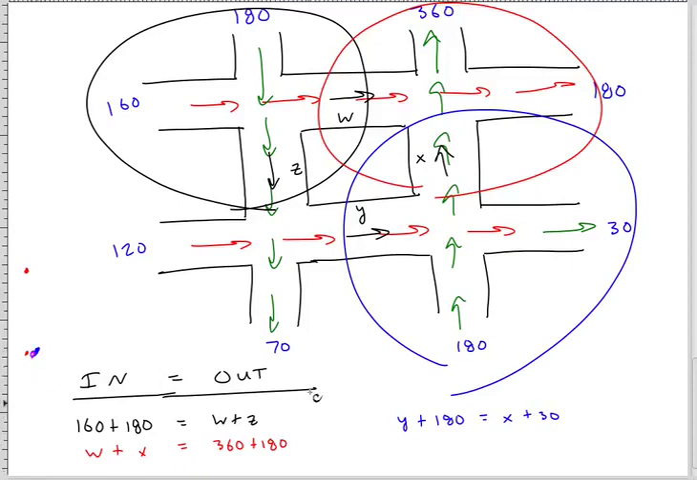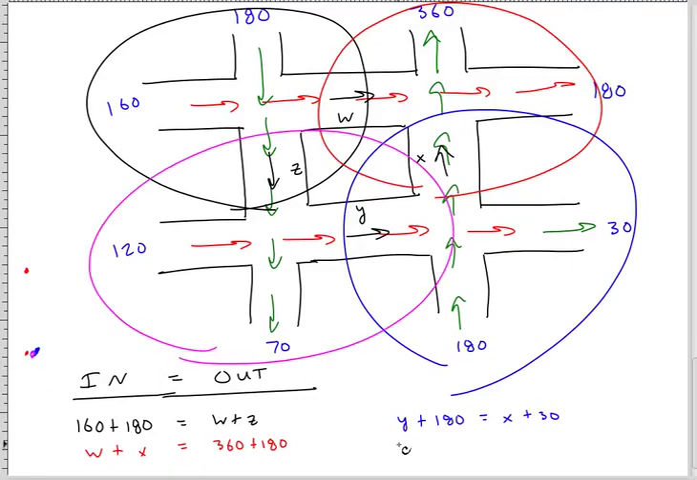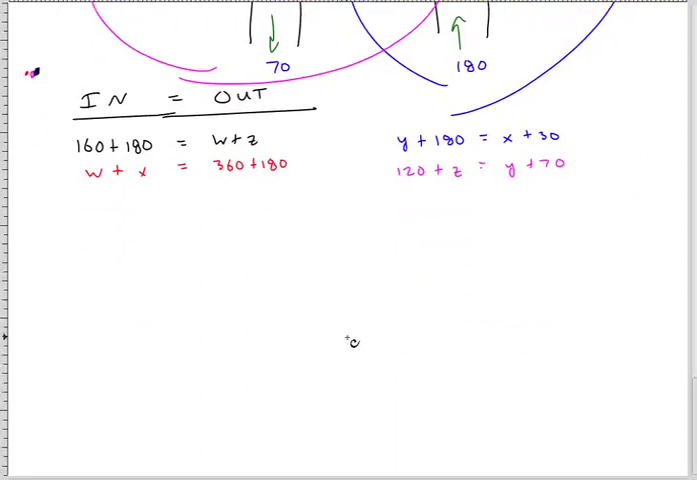And for the last one here, going into that intersection is the 120 and a Z. Going out is going to be the Y and a 70. Okay. So with these equations down at the bottom, I now need to rewrite them in a way to get them into a big matrix.